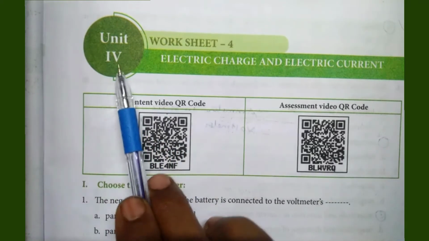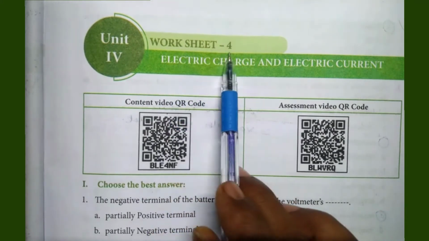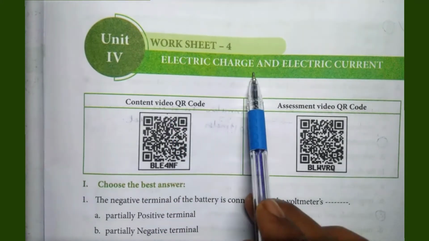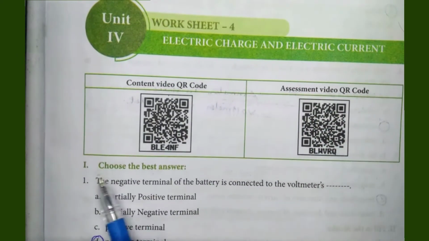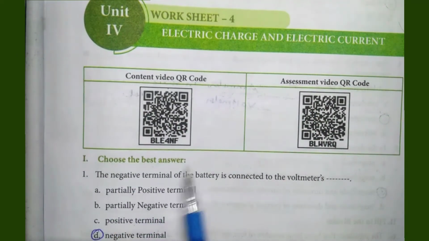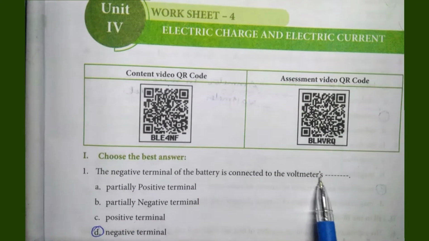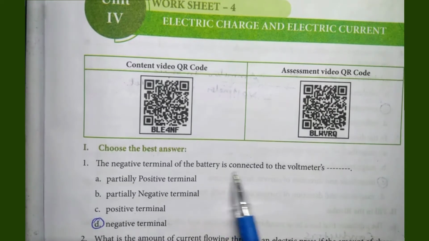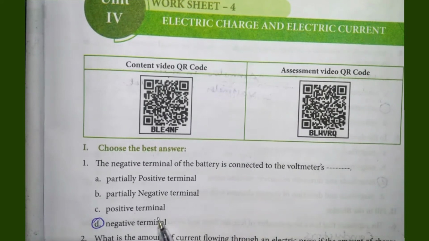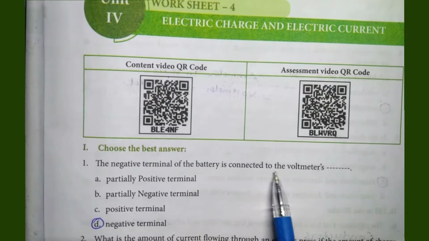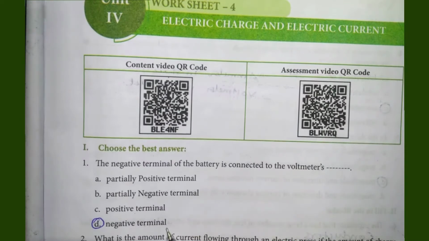In this class we are going to study the questions and answers given in worksheet number 4, electric charge and electric current of class 9. Coming to the first question, choose the best answer. The negative terminal of the battery is connected to the voltmeter's negative terminal. Whatever it may be, if you connect with the negative terminal, it should connect with the negative terminal. If the components are in the positive terminal, then connect the related terminal with the positive one.